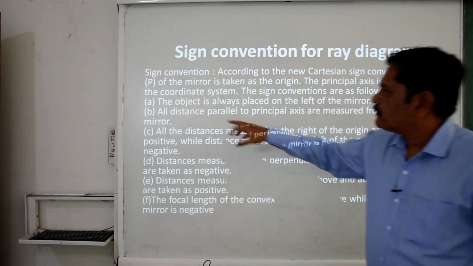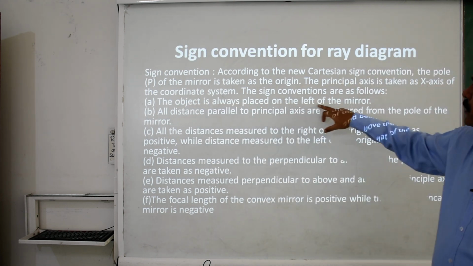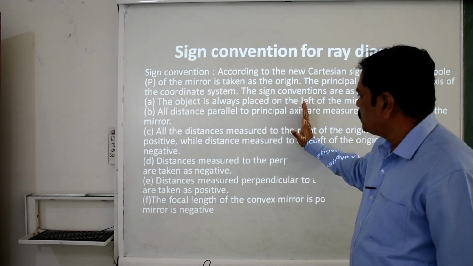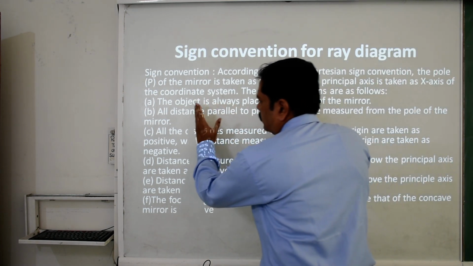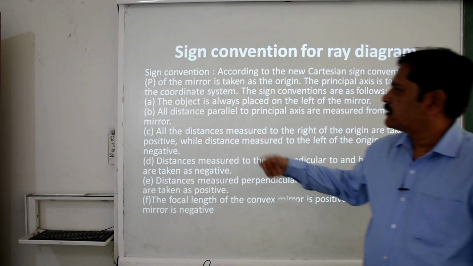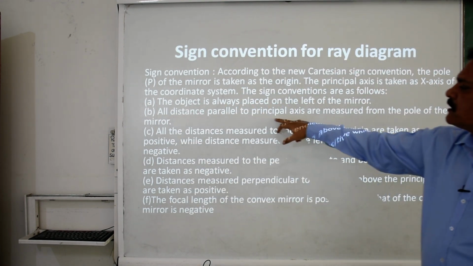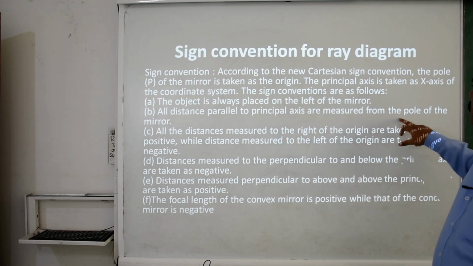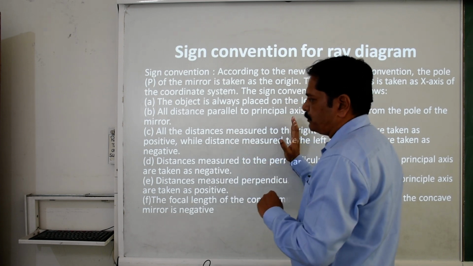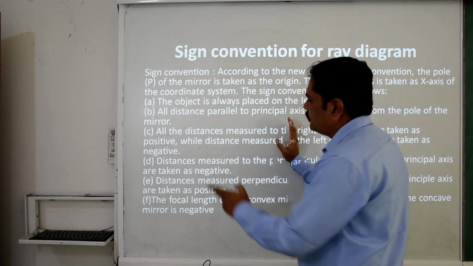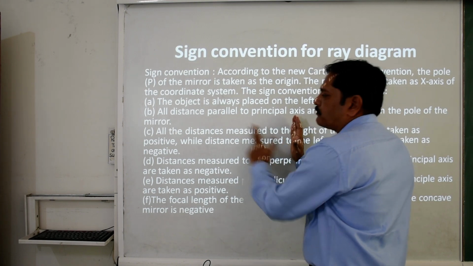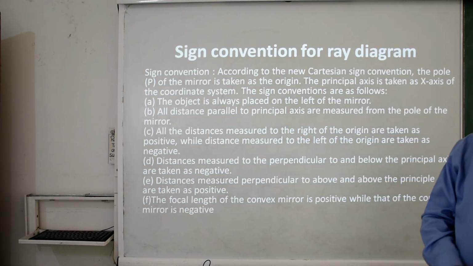First of all, the object is always placed on the left of the mirror. Suppose this is the mirror, then the object will always be placed at the left side of the mirror. Second, all distances parallel to the principal axis are measured from the pole of the mirror. Suppose this is the pole and this is the object. When you want to take the distance, don't go from the object to the mirror, but go from the pole of the mirror to the object.